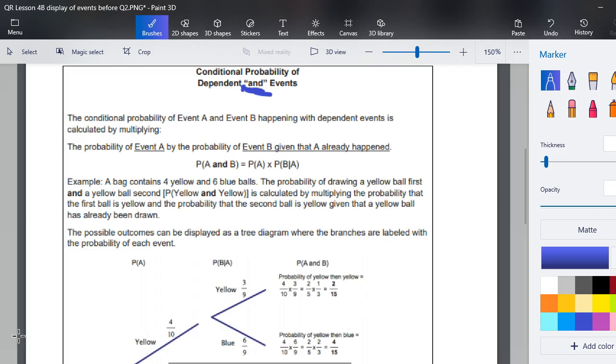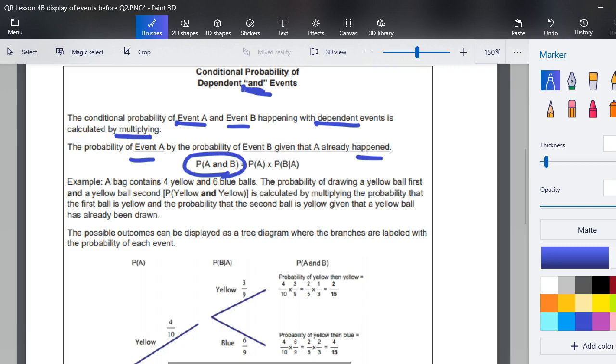This is talking about conditional probability of two events, and they're dependent. The conditional probability of A and B happening with dependent events is calculated by multiplying. So in other words, keep in mind what we did with independent events in 4A to have that straight in your brain and how it's similar to what we're about to do, but yet how it's distinguishably different. So the probability of A by the probability of B, we're going to be multiplying these. In other words, what's going to be the probability of A and B occurring? In other words, somebody having cancer and dying from cancer.